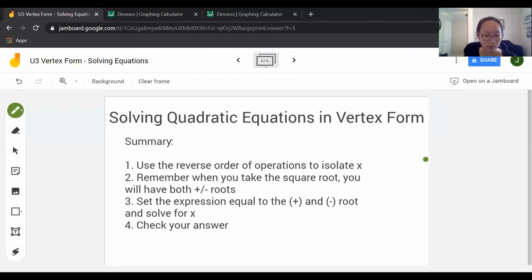To recap, when you solve quadratic equations in vertex form, you're going to reverse the order of operations to isolate y. Remember that when you take the square root, you will have both positive and negative roots. So then you're going to open up a t-chart and set your expression equal to the positive root and the negative root. You solve for x and you check your answer.